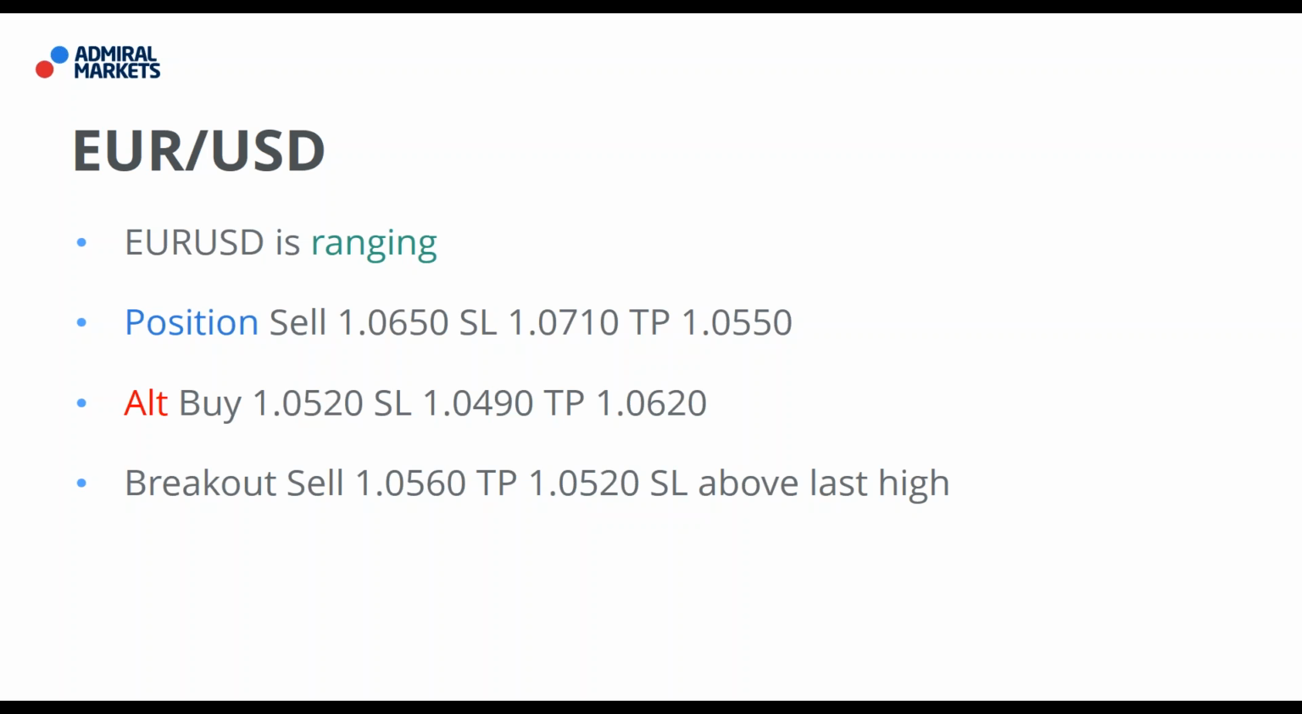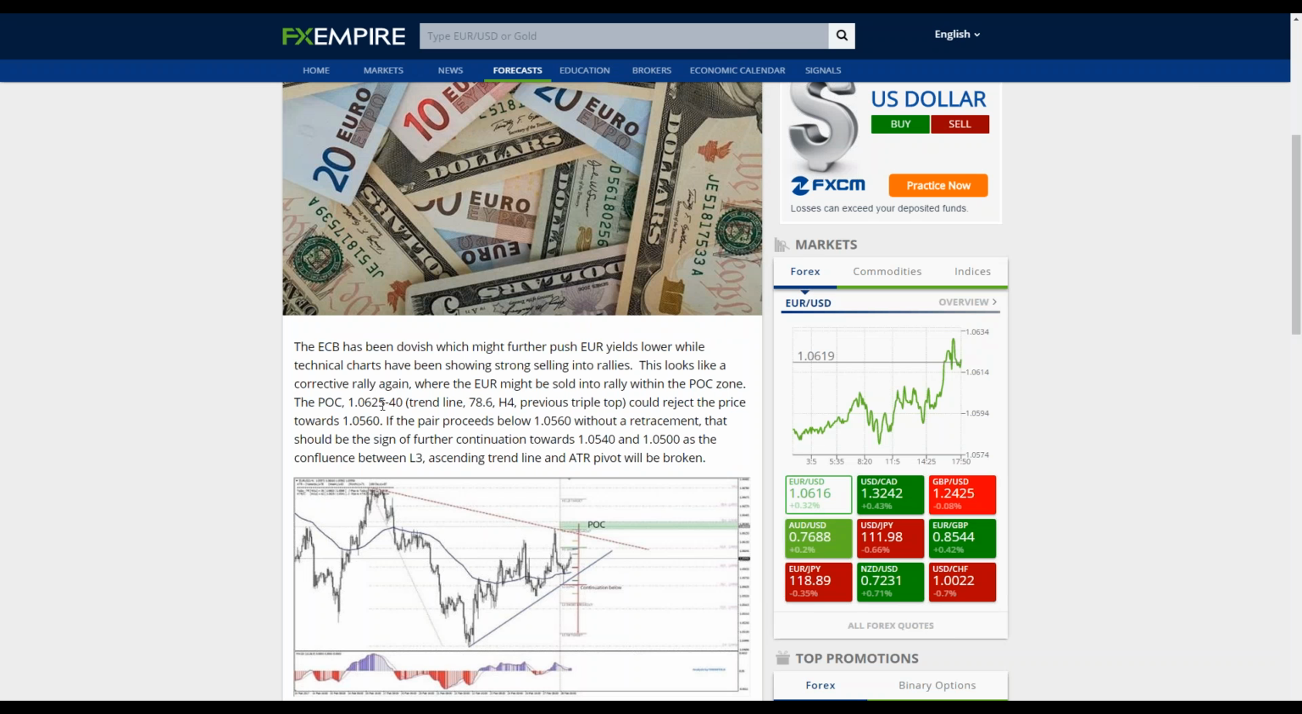Now let's see. Okay, let's see euro dollar first. Actually, I did the analysis today, and I tweeted it. It was Forex Empire, and definitely here, guys, you can see I said the POC 0624 to 40 can reject the price, and it did actually. It rejected the price originally, and you can see here. I will show you now the screen. Okay, so you will see that it rejected, but we still can short the dollar, guys.